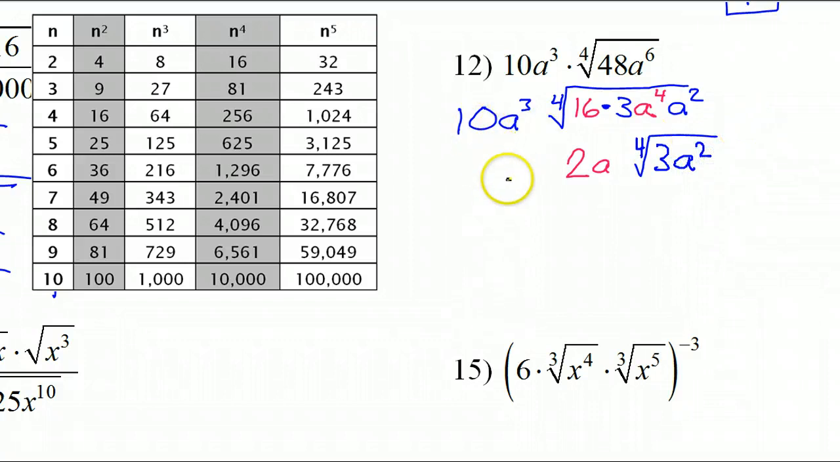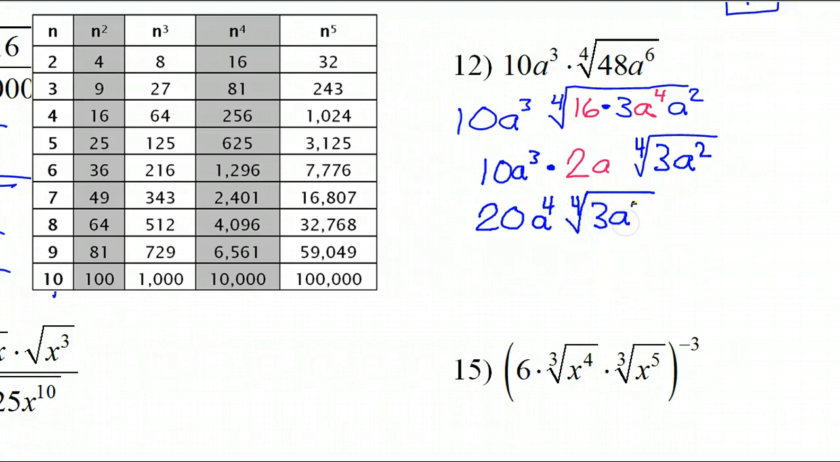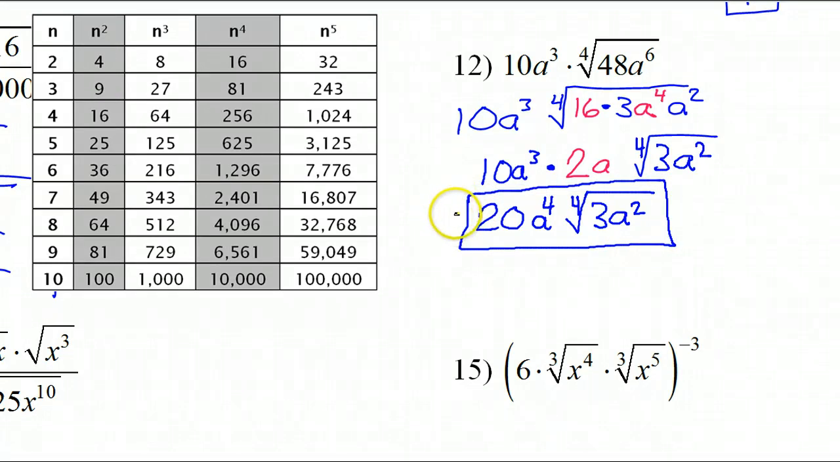And also this blue over here is going to come down. So I've got 10a to the third power. And that's multiplying by the stuff I just brought out. So 10 times 2 is 20. A to the third times a is a to the fourth power. And then the fourth root of 3a squared. There it is, people. There's number 12.